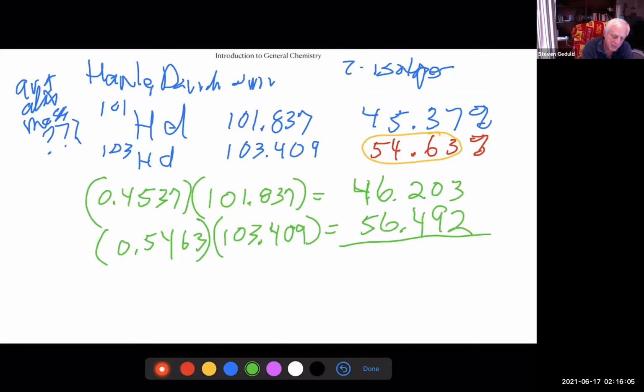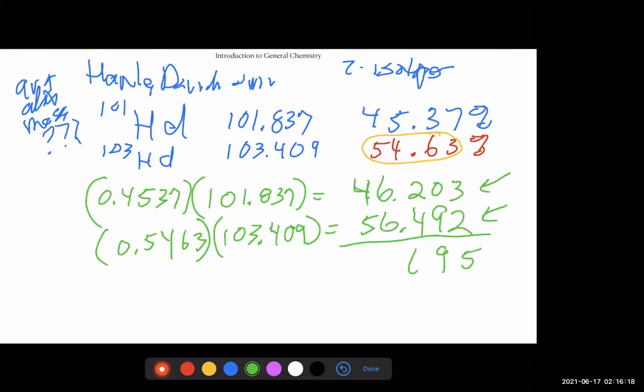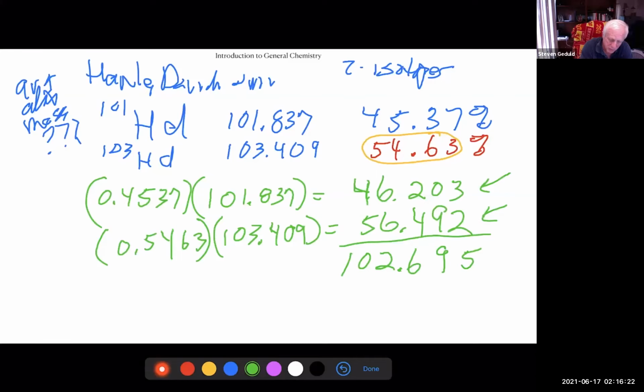So we have this much mass from Hd-101. We have this much mass from Hd-103. So the total average is going to be, we add those together, 102.70. And that's it. That's your average atomic mass.